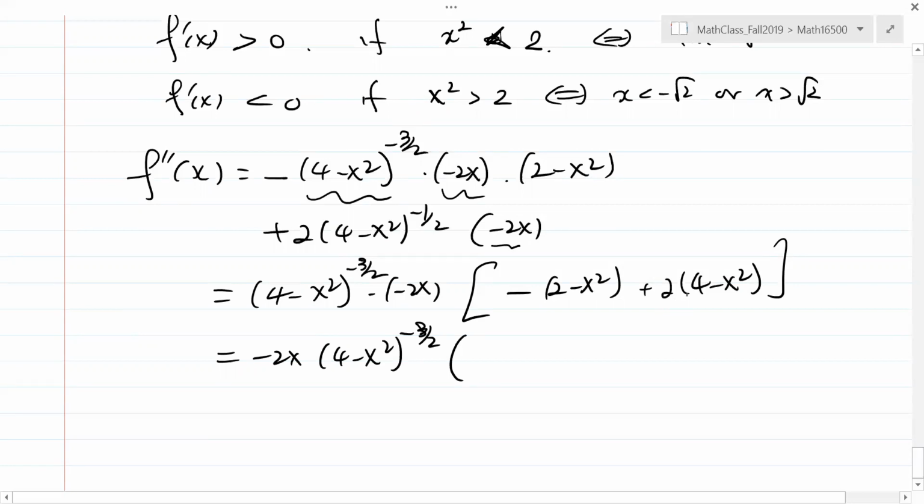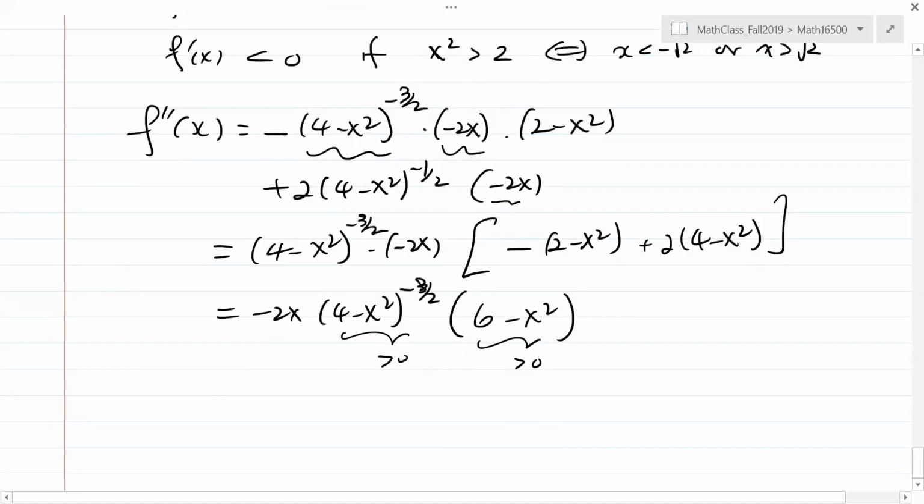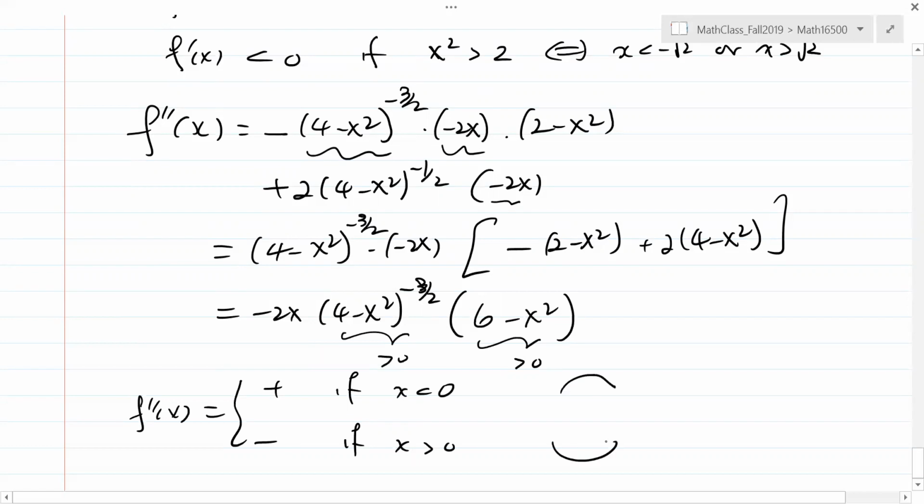So I have 8 minus 2, which will be 6. Positive x squared minus 2 is negative x squared. Right. But this part is always positive. This part is always positive. So this determines the sign. The sign of the second derivative is determined by the sign of x. So that's why this is going to be positive if x is negative, negative if x is positive. Okay, so when it's negative, concave down, when it's positive, concave up. And that matches what we discovered. All right, that matches what we discovered.